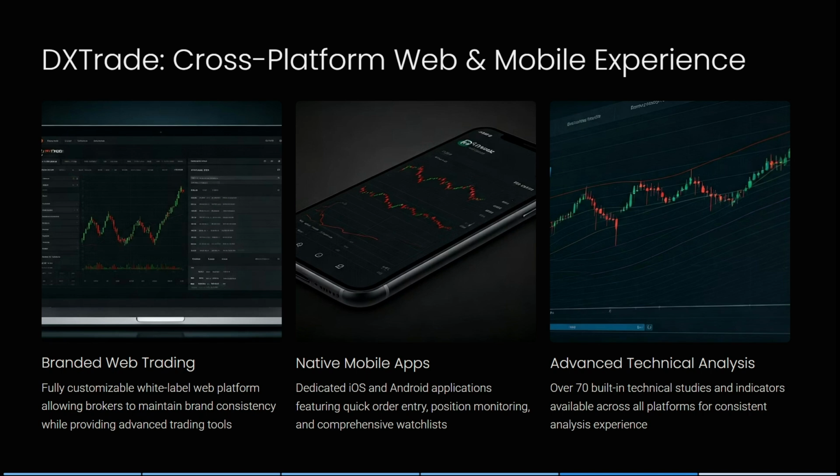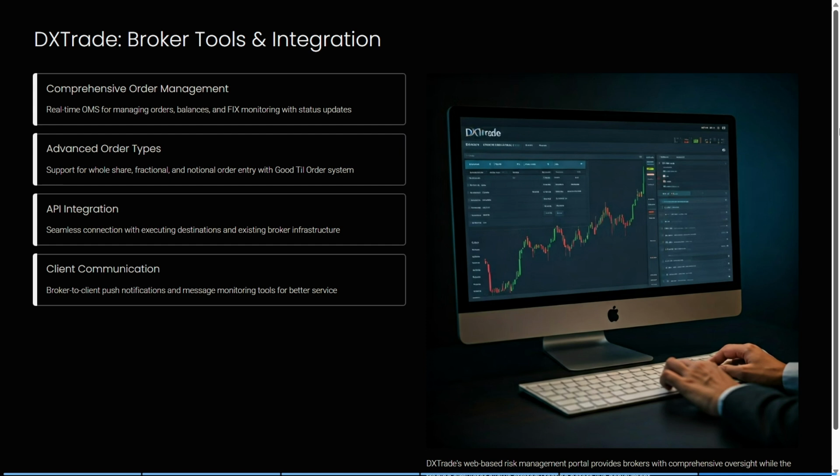DXtrade also has fully customizable white label web platforms which allow you as a broker to maintain brand consistency while providing advanced trading tools. It also has a dedicated iOS and an Android application featuring quick order entries, position monitoring, and comprehensive watch lists. It has over 70 built-in technical studies and indicators available across all platforms for consistency and analysis experience. You can also see that some of their tools and integrations include real-time OMS for managing orders, balances, and FIX monitoring with status updates.